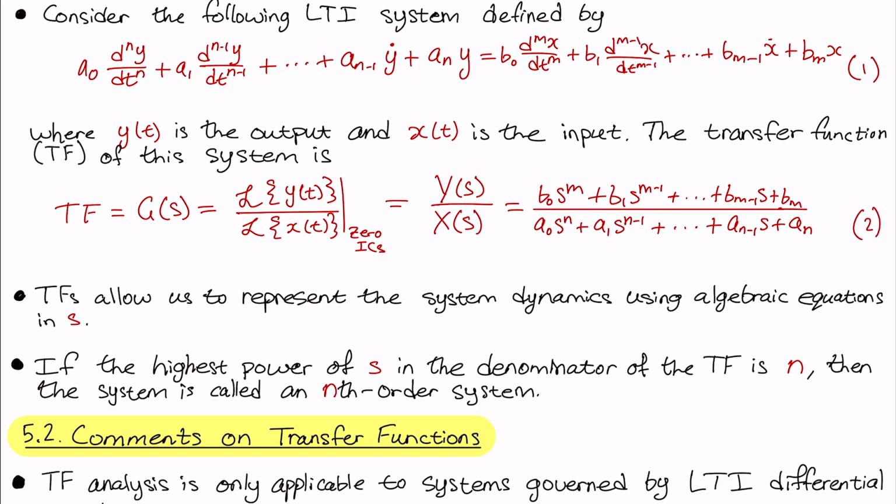Secondly, if the highest power in the denominator of that transfer function is n, then we'll say that the system is of nth order. So when we say the system is a second order system, it means the highest derivative is a second derivative, and then in the denominator of our transfer function, we'd expect to see an s squared.